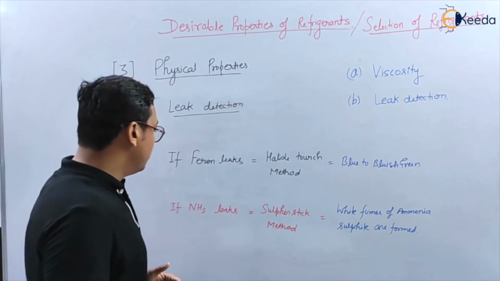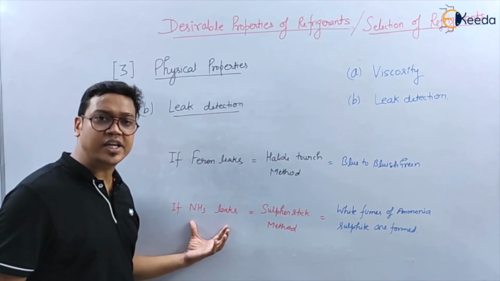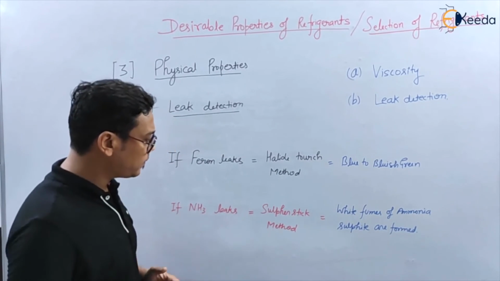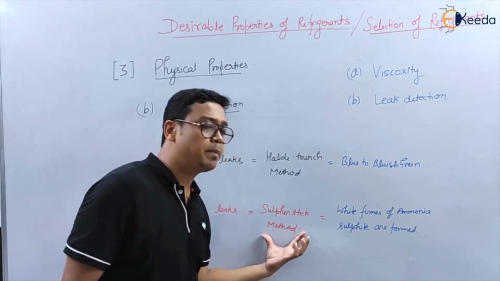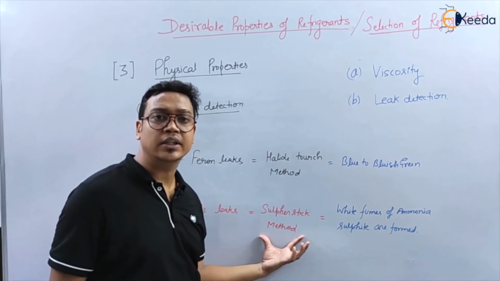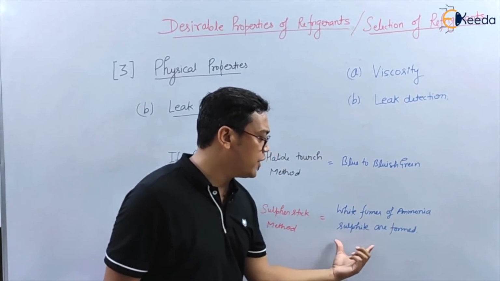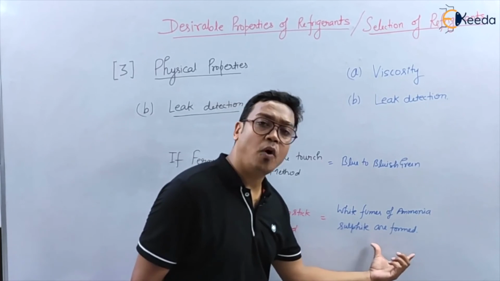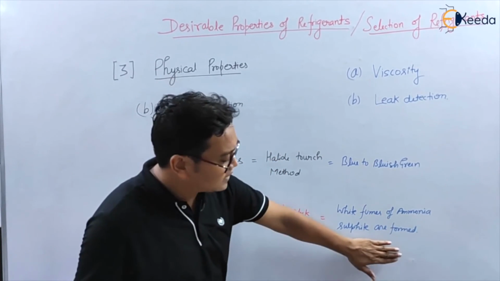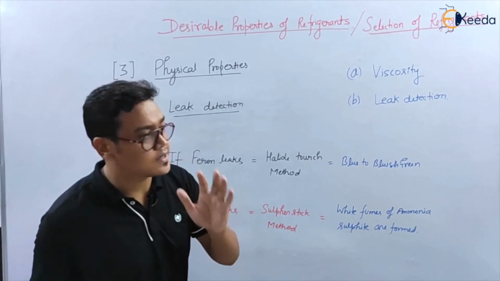Okay. Now, second example, if I am using ammonia as a refrigerant and that ammonia is leaking from the system, then the sulfur stick method is used to detect the leakage of ammonia. In that case, white fumes of ammonium sulfite are formed. If this condition is there, that means ammonia is leaking from the system.